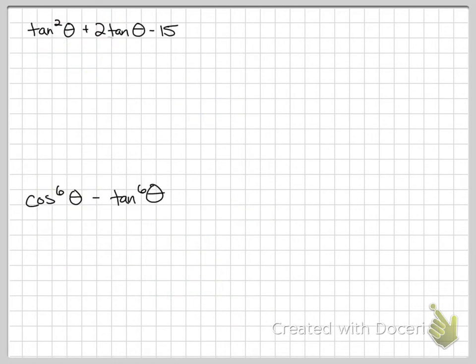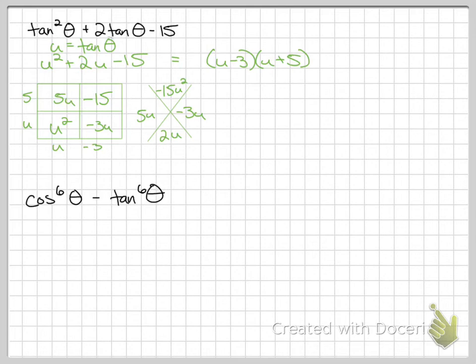See if you can start the first example on this page. So what are you going to have u equal? What does that turn the problem into? And see if you can factor it with the u's. Pause your video. Okay, so u needed to be tangent theta. Turns the problem into u squared plus 2u minus 15. Normal trinomial factoring gives me u minus 3, u plus 5. Don't forget to change the u's back to tangent theta. Tangent theta minus 3 times tangent theta plus 5.